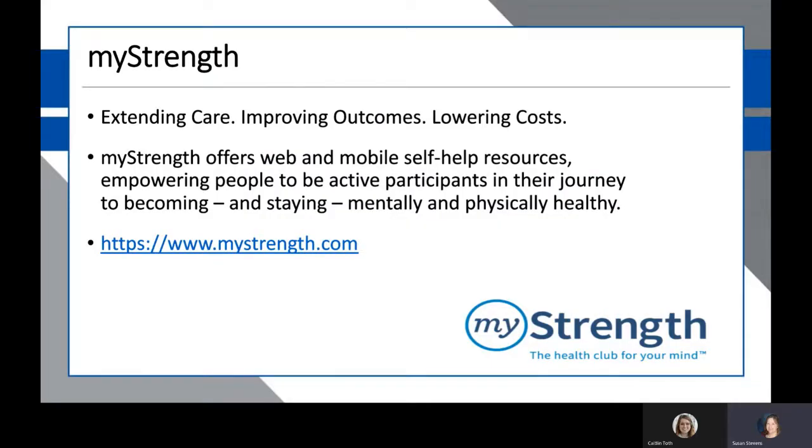For myStrength, we just want to remind everyone that this is an application out there. It's on the web, or someone can use it on their phone, and this is available for anyone, employees or people served. It teaches them about how they can help themselves and about their conditions for mental health and medical.